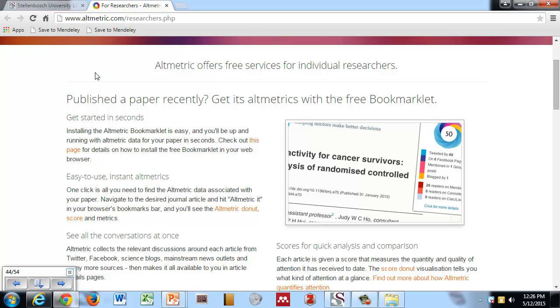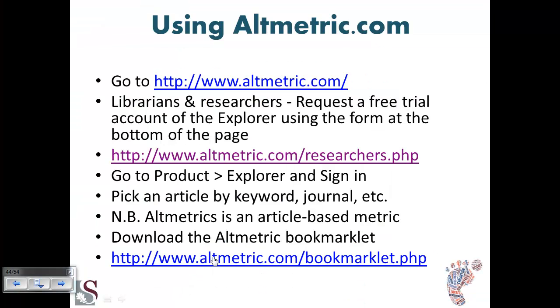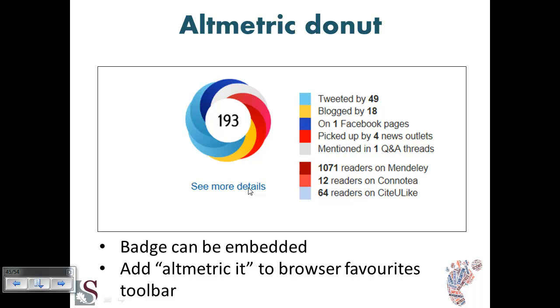So I'm just going back to the presentation. When you pick an article in a website or database that acknowledges altmetric.com, you can click on it and click on the bookmarklet, and it will show you that donut. What I'm going to show you next is how the donut looks when you find it on the web.